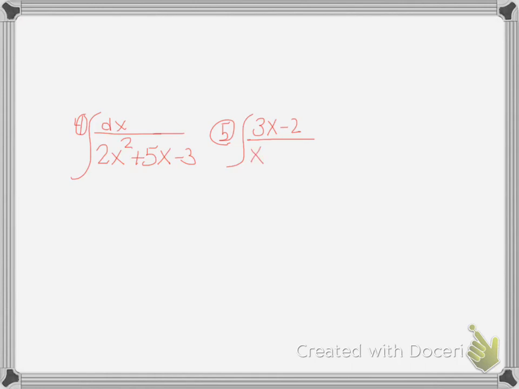All right, so what I'm going to do now is I'm going to give you guys the integral of dx over 2x squared plus 5x minus 3. Okay, and I'm going to give you 5, which is the integral of 3x minus 2 over x to the third minus 7x squared plus 10x dx. And these are going to be your you-dos.